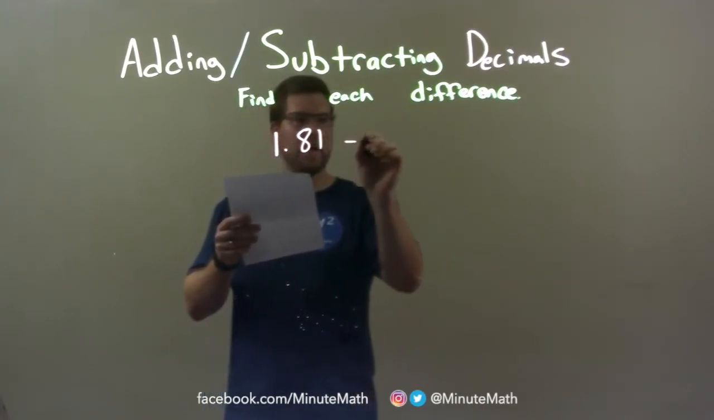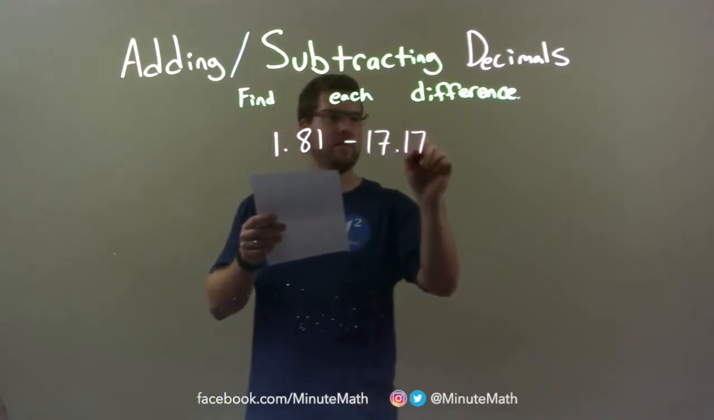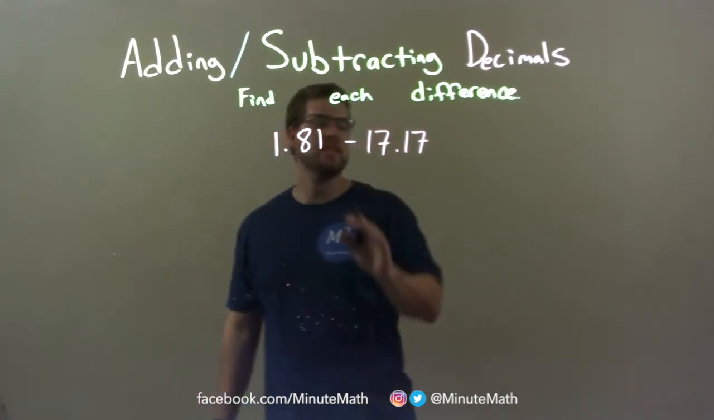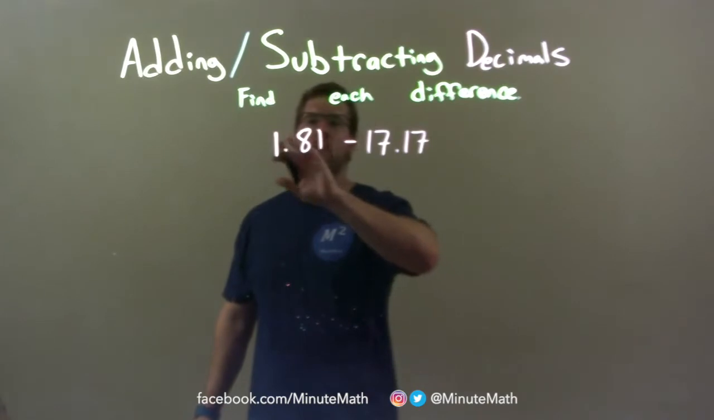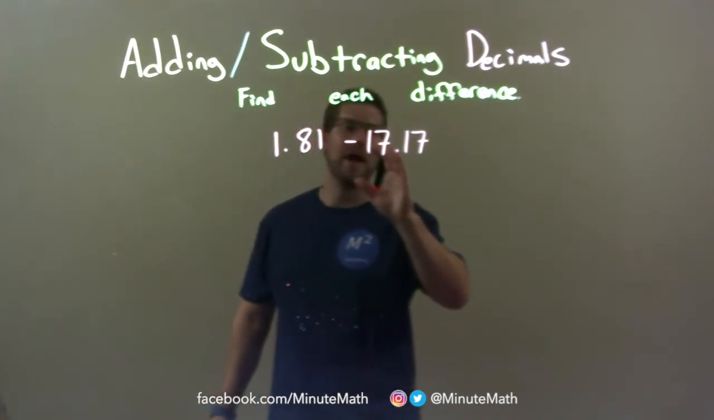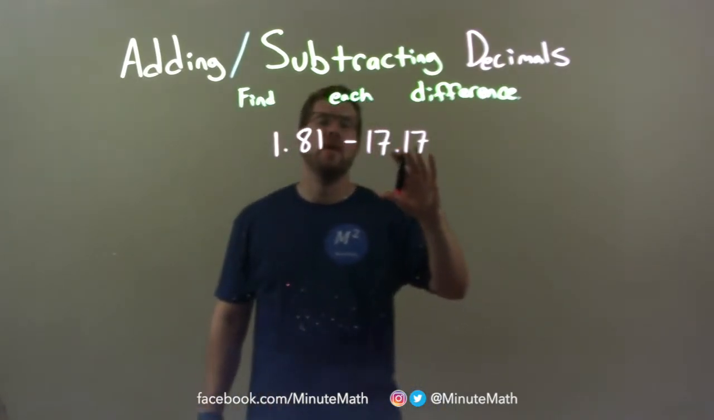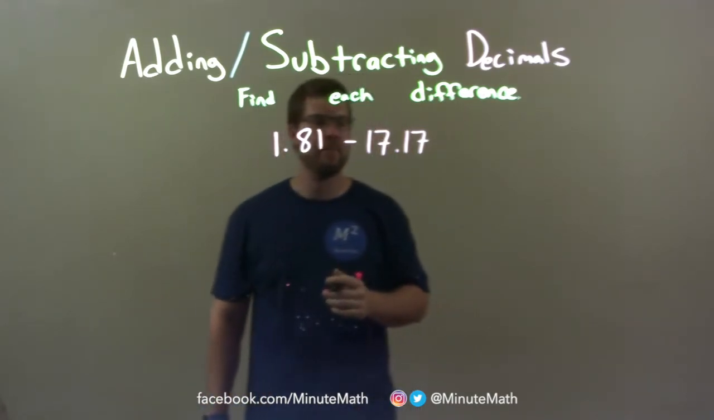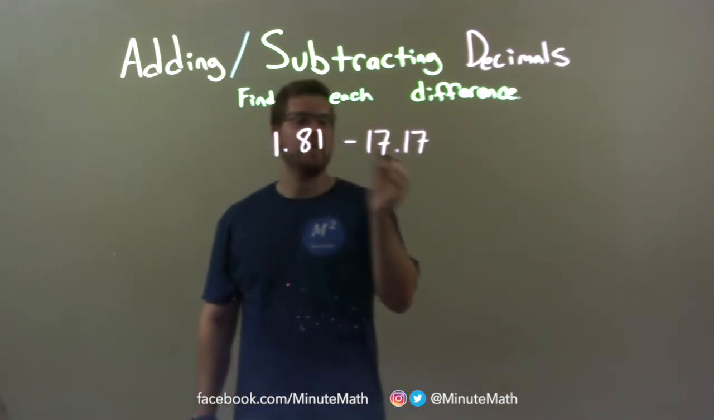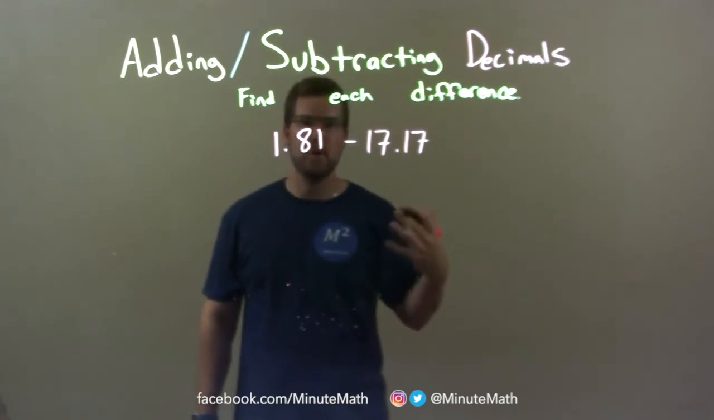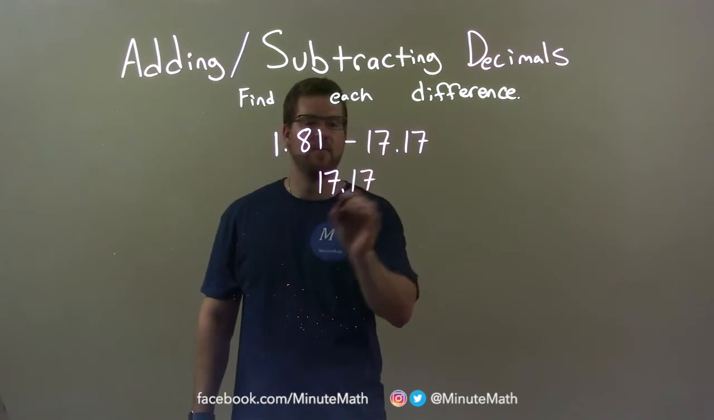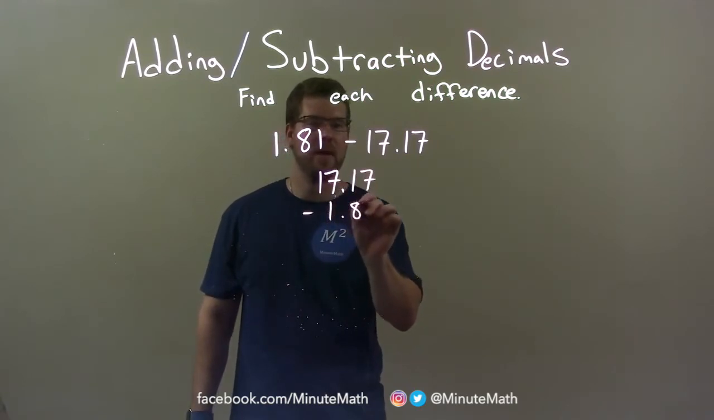1.81 minus 17.17. Okay. Well, we know that 17.17 is larger than 1.81. And so we're going to be subtracting that 17.17. That makes our final answer negative. So I'm going to keep that in my brain. So what I'm really going to do is just find the difference between these two numbers and then put a negative on there. So for the larger number first, 17.17, and I'm going to subtract 1.81 from it.